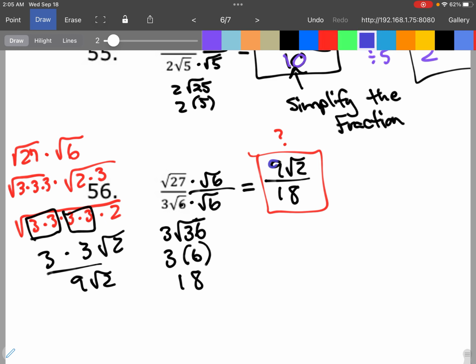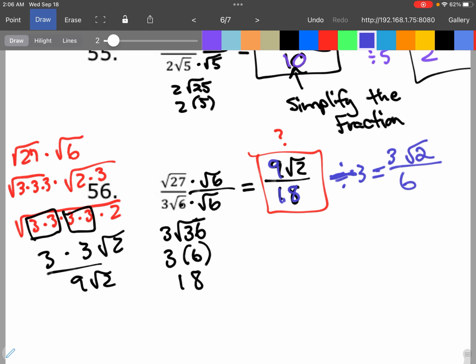We're looking at the 9 and the 18 to simplify. The biggest number you can divide both of these by is 9. Even if you use 3, because that's probably the first thing that comes to your mind, let's divide by 3, top and bottom. Not that guy, though, not the radical. You'll end up with 3 over 6.